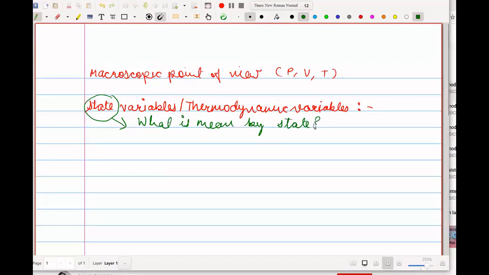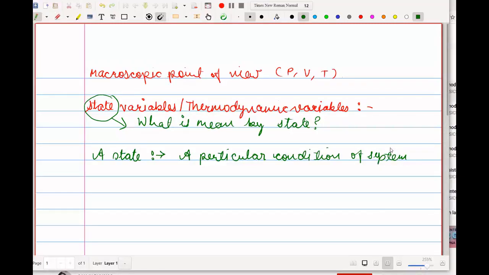Okay, so dear student, simply, state means a particular condition of a system.